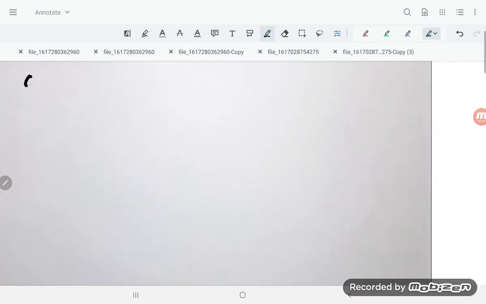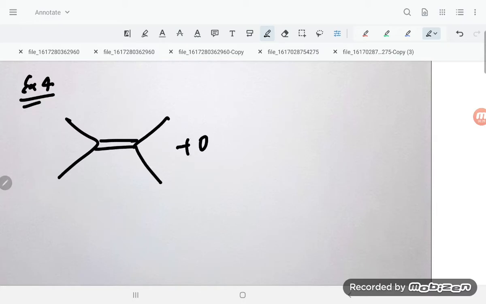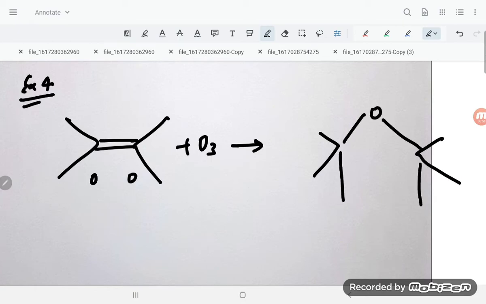Now let us have example number 4. Suppose you are taking this molecule, students. I am taking the bond line formula, and you are treating with ozone. So what are you going to get, students? The oxygen will be there. First of all, try to understand, one oxygen will go here, another here. So here is oxygen, and again here is oxygen, right? These are the methyl groups.